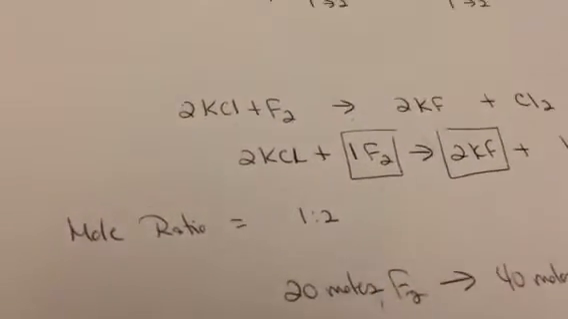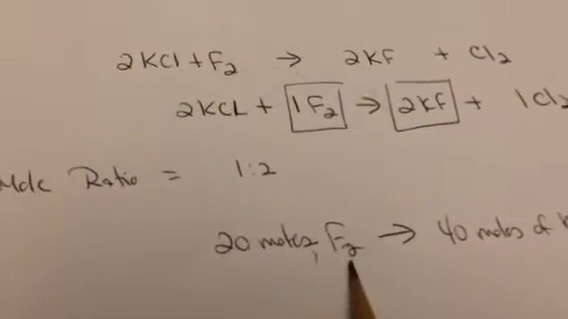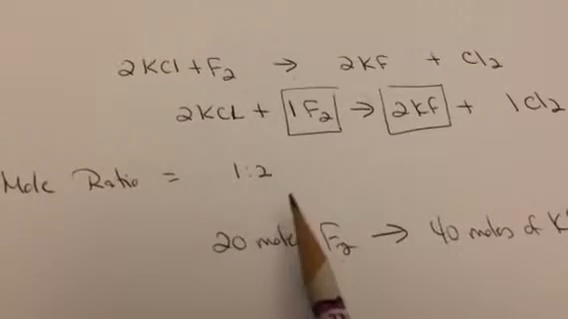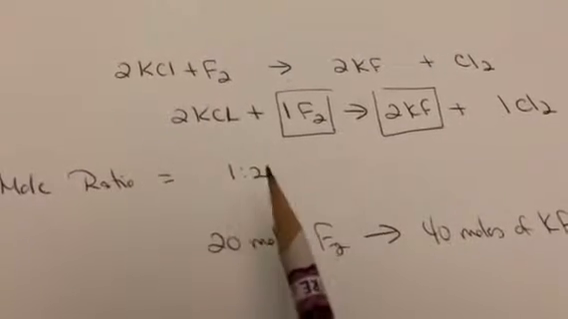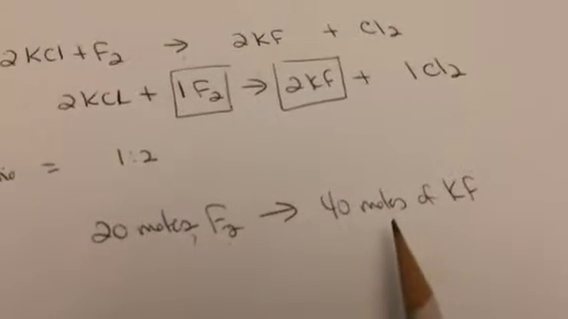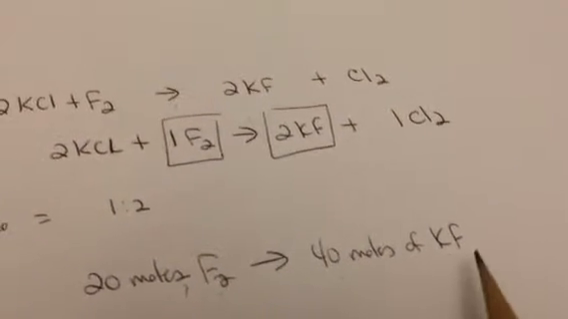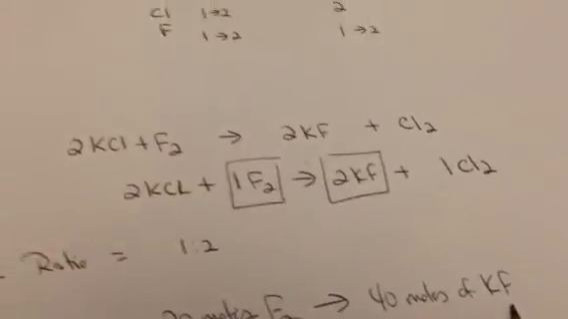1 to 2. So if you start with 20 moles of fluorine at a 1 to 2 ratio, 1 times 20 is 20. 2 times 20 is 40. You get 40 moles of your potassium fluoride.